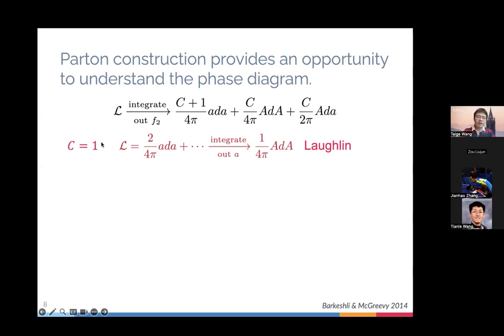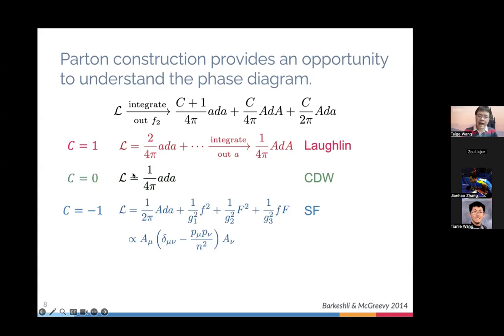So if C equals 1 for F2, you will eventually get 2 over 4 pi ada. And if you integrate out a, you will get 1 over 4 pi, big A d big A. So it gives you the ground state degeneracy 2 from this self-Chern-Simons term of the dynamic gauge field, and also this quantized Hall conductance from the background Chern-Simons term. So that's the state we usually understand.